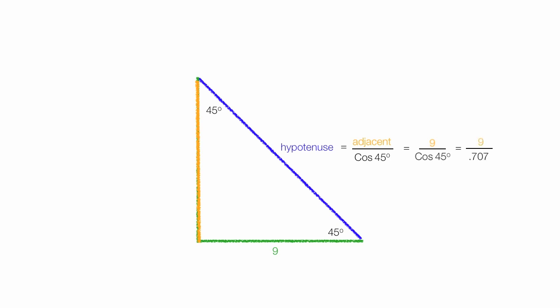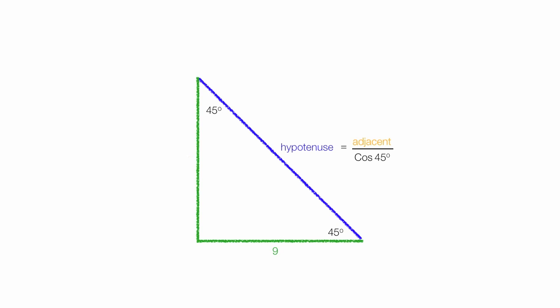If you plug cosine of 45 degrees into a calculator, it should equal 0.707. If you get something else, make sure your calculator is not set to radians. It should be set to degrees. 9 divided by 0.707 is equal to 12.7. And that is the length of the hypotenuse, or the diagonal line of a square.